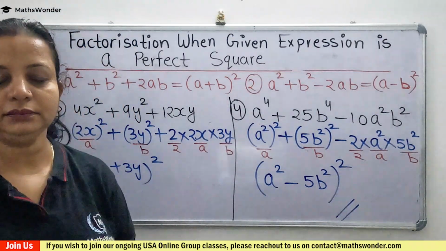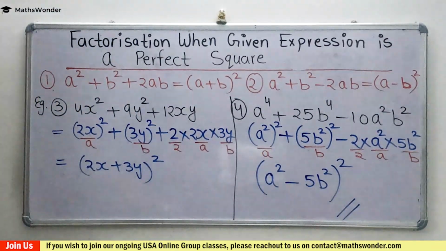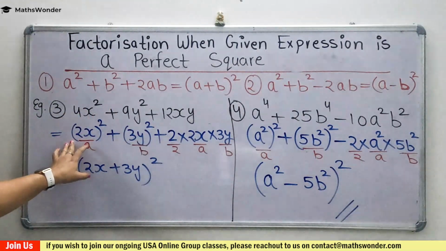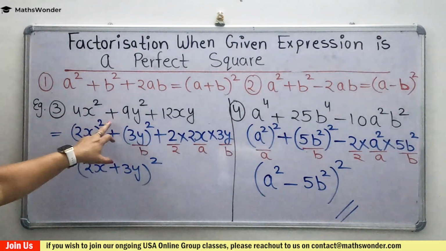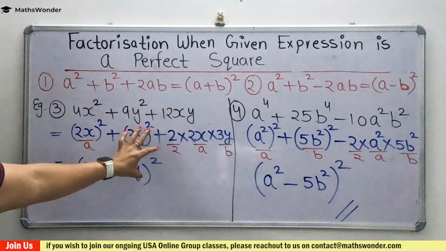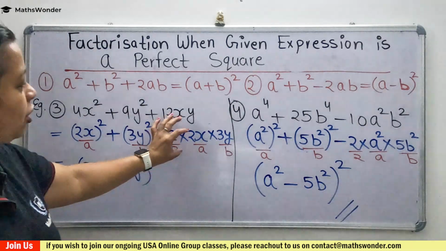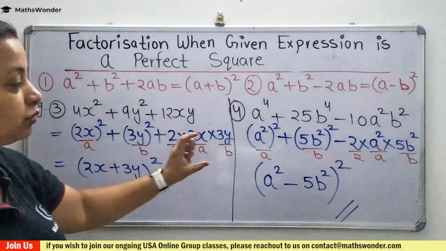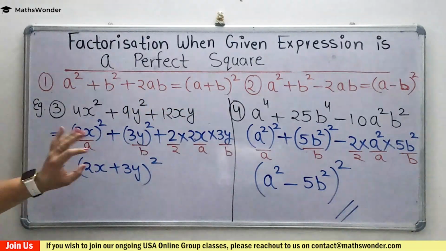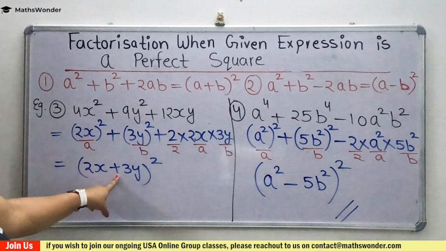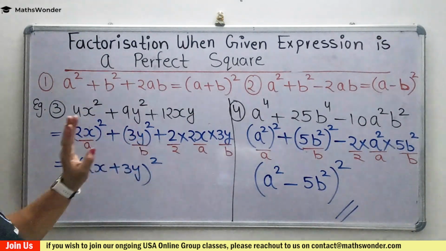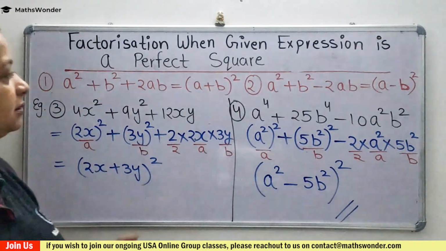Any confusion? No, no. So 4x square, we write as 2x whole square. Same with 9y square, we write 3y whole square, right? Because it's a perfect square. Now 12xy, we break down into 2 times a times b according to our identity. Because of the plus sign, the identity will be plus. So 2x plus 3y whole square is identity number 1.